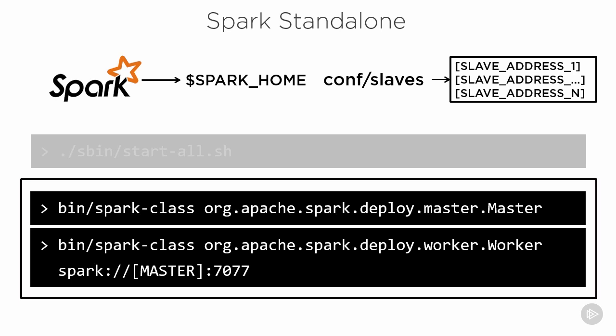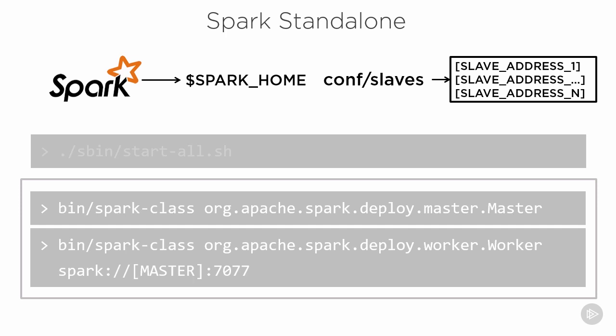As far as stopping, you should still be able to use the stop-all script in the sbin. But if that fails, all that script is doing is killing the Spark process, something you can again do manually.